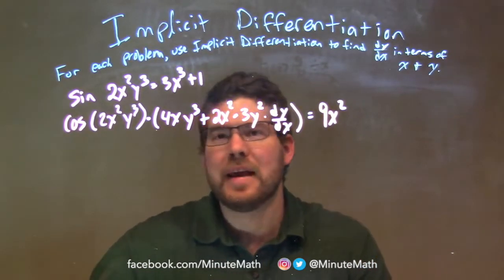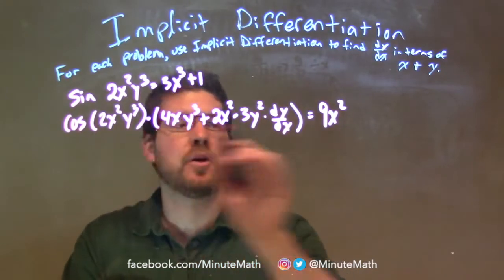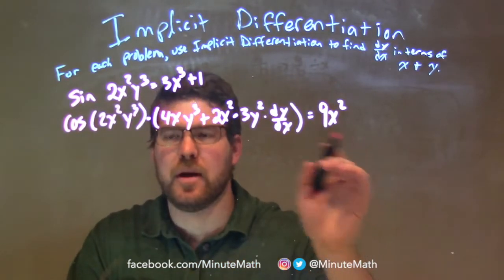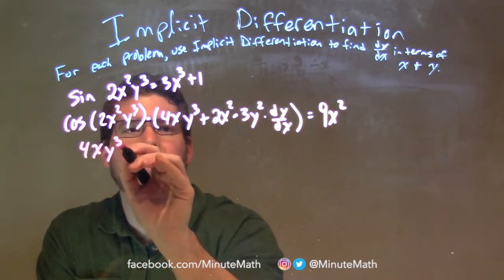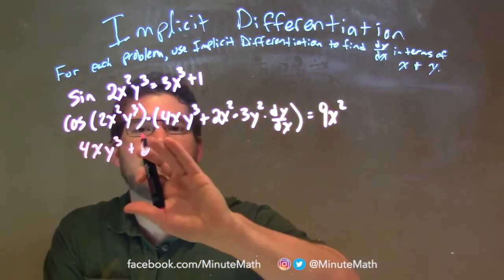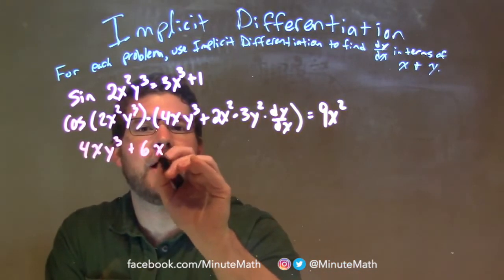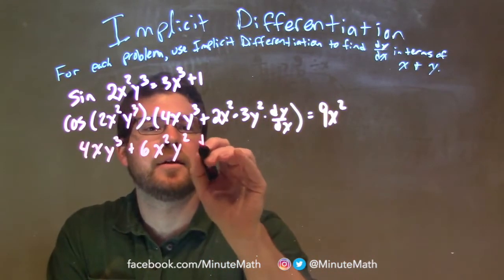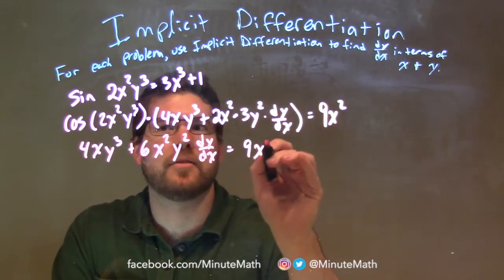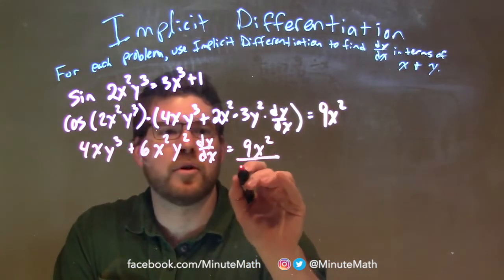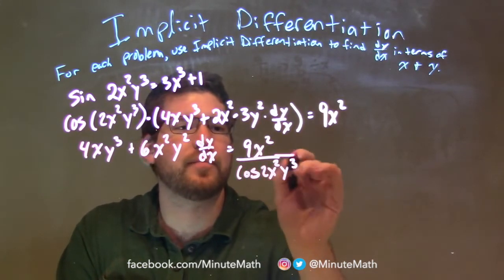So now my whole goal is to get dy/dx by itself. To do that, I'm going to divide both sides by cosine. Okay, so I have 4x y cubed plus, well, 2 times 3, we simplify this a little bit, 2 times 3 being 6, 6x squared y squared dy/dx equals 9x squared all over cosine of 2x squared y cubed.